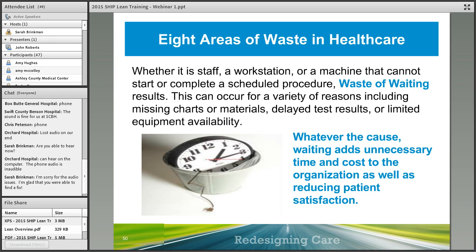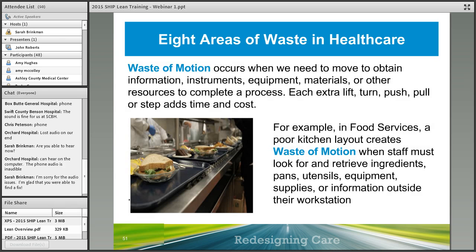And again, when we look at some of the projects that we've undertaken with our clients here in Nebraska, you would be surprised at the significant amount of waiting that's occurring within the hospital setting, particularly for our patients. So we want to look at those areas.